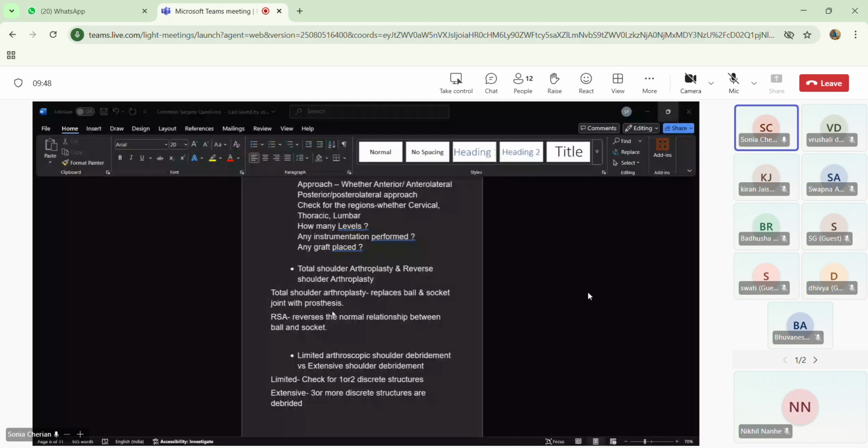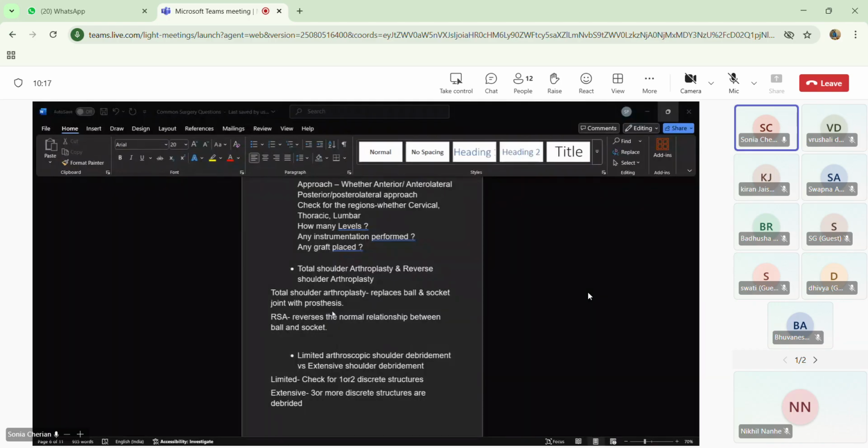Then if there is any graft placed, so graft in the sense, autograft and allograft. Again, if it is auto or allo, we have to check whether it is morselized or structural. If it is morselized, we have certain CPTs for that. If it is structural, we have certain CPTs for that. So all these are the checkpoints to code for the spinal arthrodesis. Whenever they are doing a spinal fusion, you will have all these points to check.